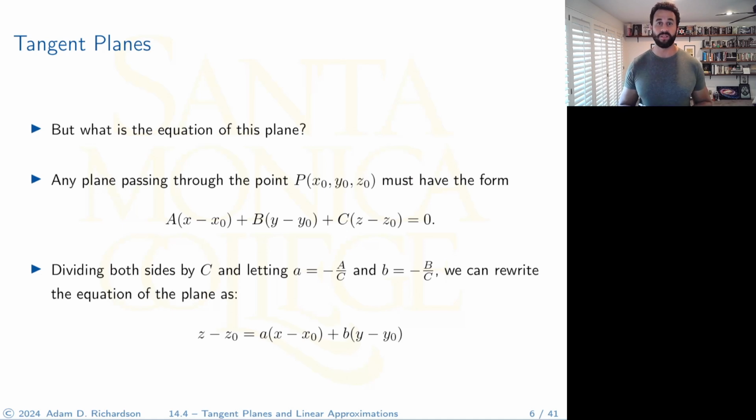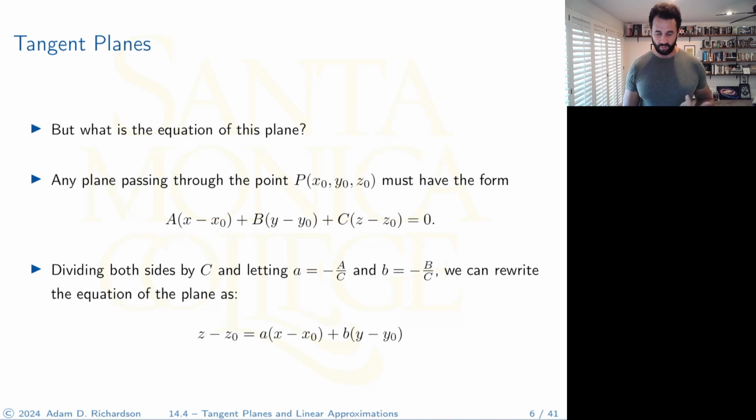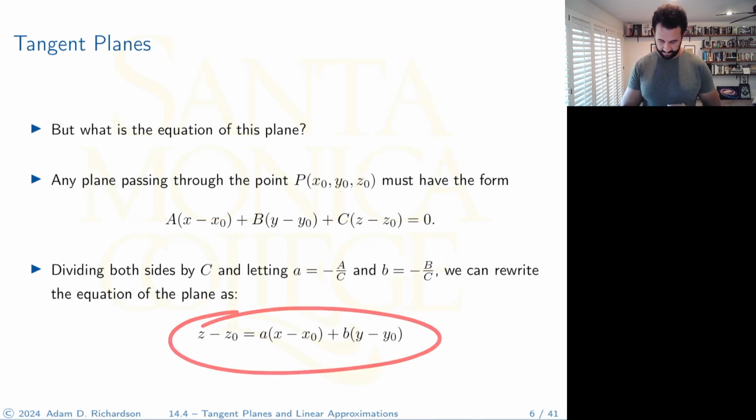So what we're going to do is we're going to start from scratch. We're going to use our general definition of a plane. So any plane that passes through that point has to have this form. That's what we learned back in 12.5. We're going to do a little bit of relabeling just to clean things up. If we divide both sides by c, and then we're going to call negative a over c a and negative b over c b, then we can rewrite this equation like so, just like this.